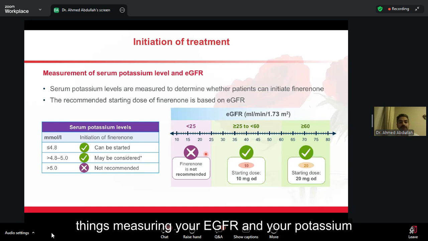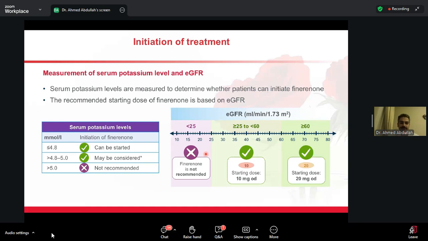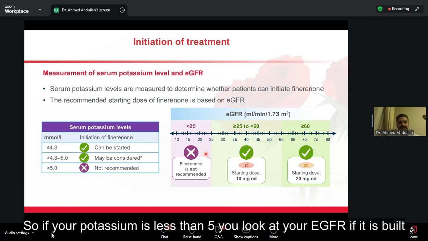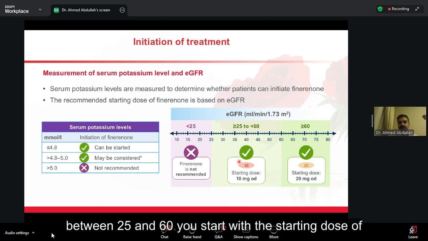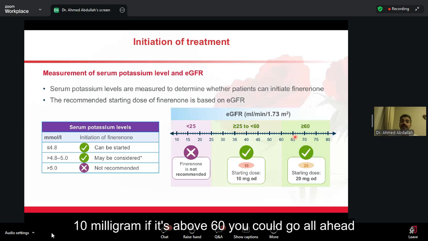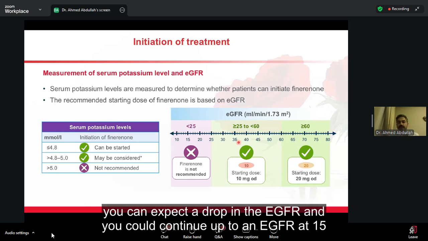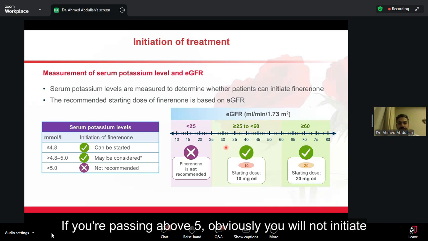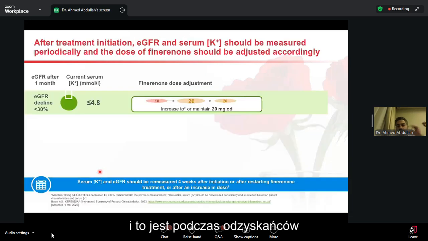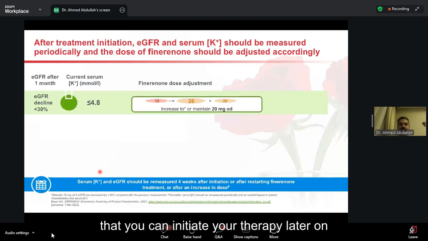So you want to start with doing two things, measuring your eGFR and your potassium. So if your potassium is less than 5, you look at your eGFR. If it is between 25 and 60, you start with the starting dose of 10 milligrams. If it's above 60, you could go ahead and start with a 20. Now, if it's below 25, you do not initiate finerenone. Now, as we said, you can expect a drop in the eGFR, and you could continue up to an eGFR of 15. If your potassium is above 5, obviously you will not initiate. And you could consider potassium binders to have your potassium decrease so that you could initiate your therapy later on.